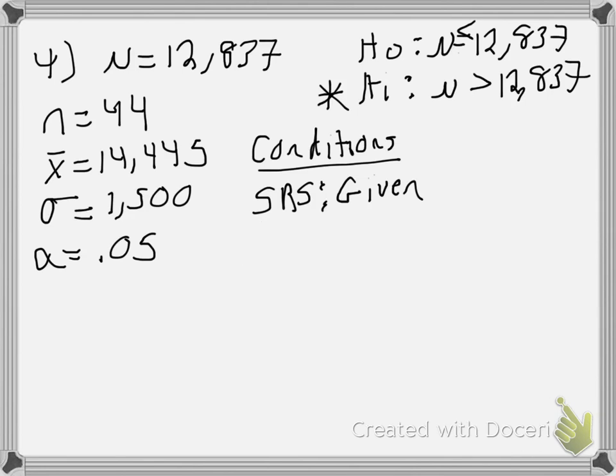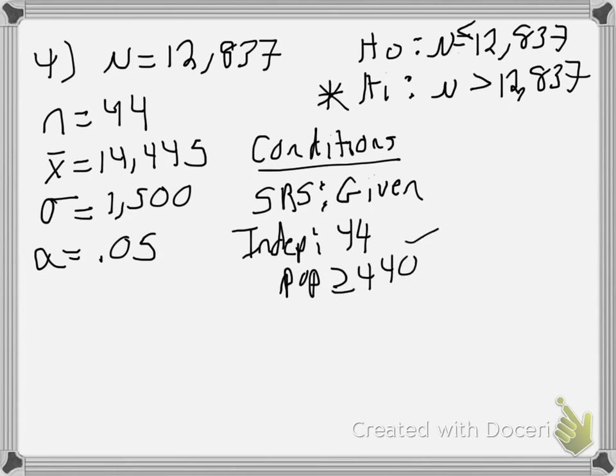Okay, now, what's next? Next is independence. How do I check for independence? Well, we have 44 as n. Do we have 10 times 44, or is the population greater than 440? Yes, there are more than 440 PhD students with jobs, I'm sure.